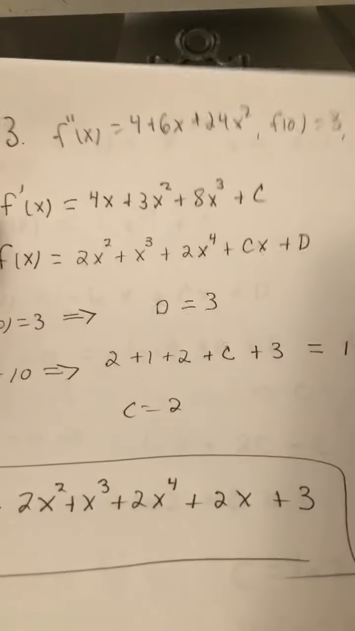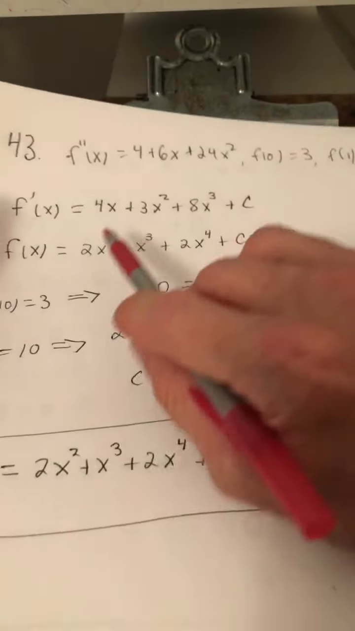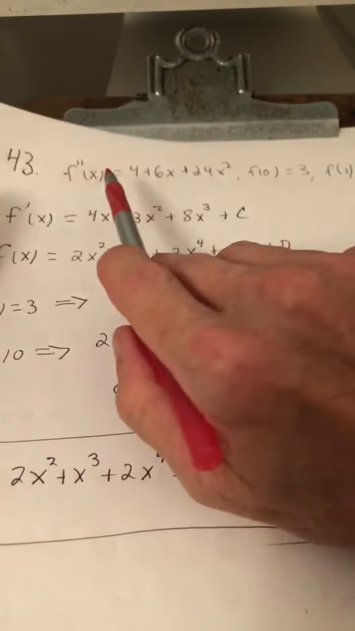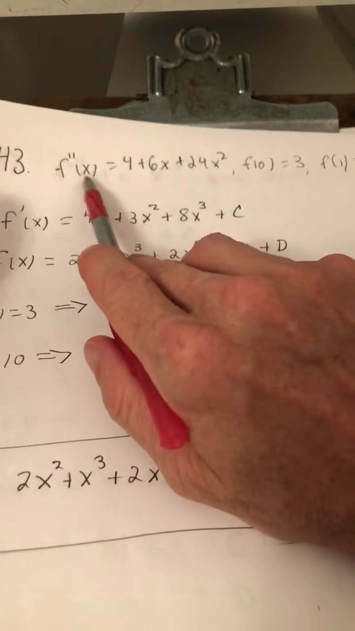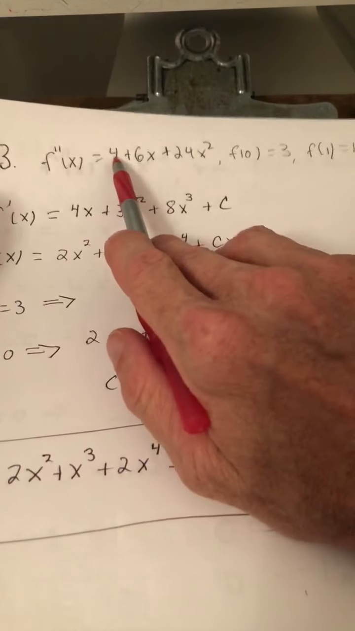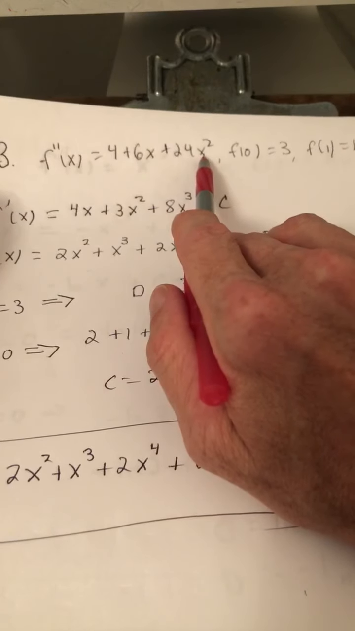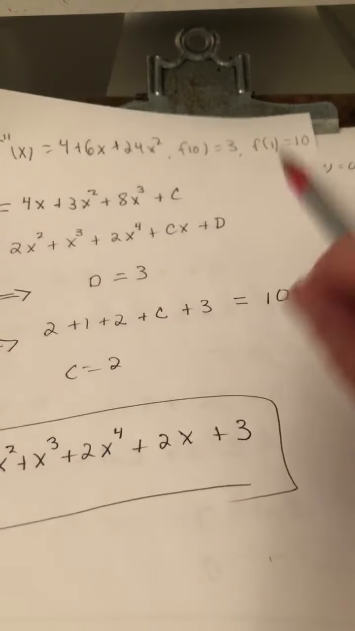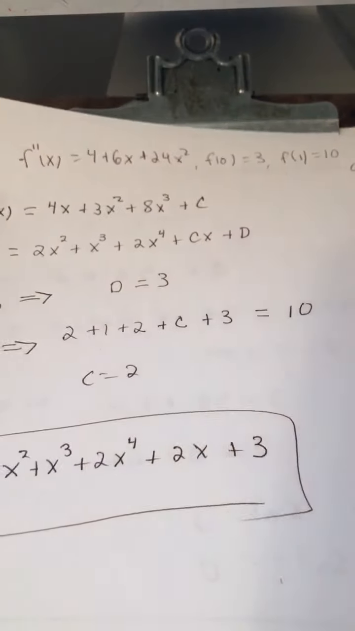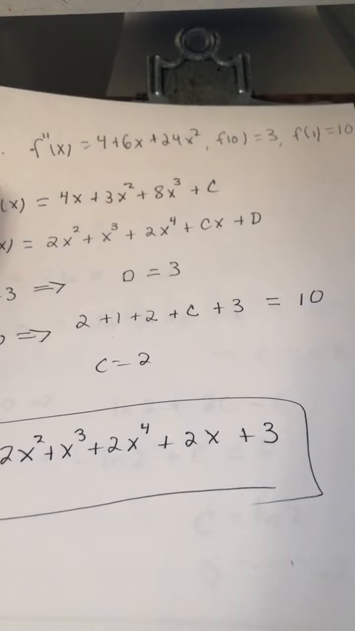Problem 43. Also on page 356. So we're given f double prime of x, the second derivative of f with respect to x, is 4 plus 6x plus 24x squared. Now we have initial conditions, but in this case they're both on the function itself.